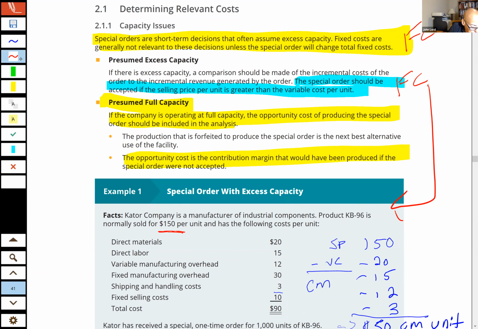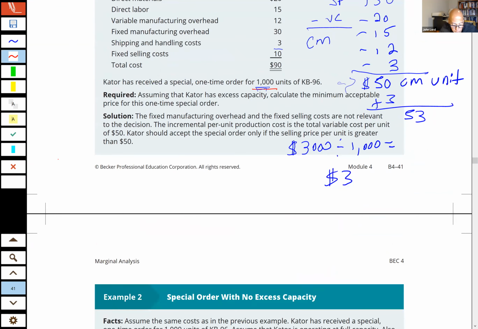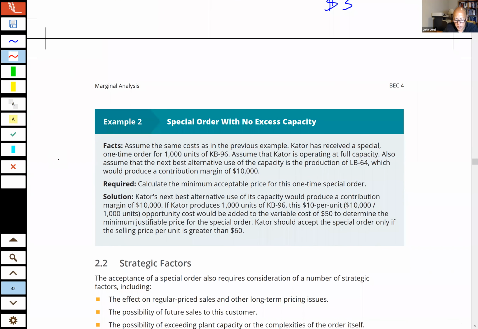Okay, so go ahead and flashcard: if the company is operating at full capacity, the opportunity cost of producing a special order should be included in the analysis. And the opportunity cost is the contribution margin that would have been produced if the special order was not accepted. So now you come over and we take a look and they kind of give us the same scenario here, but now they say assume that they are operating at full capacity, and the next best alternative use of capacity is production of another unit which has a contribution margin of 10,000.